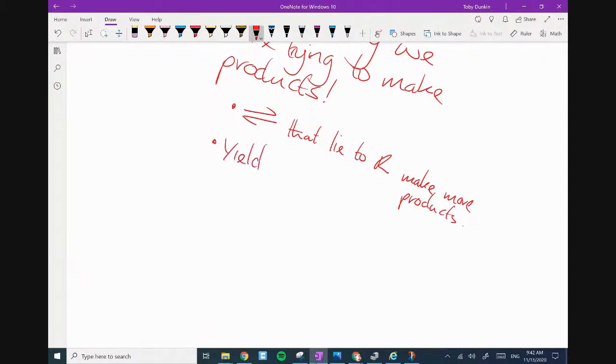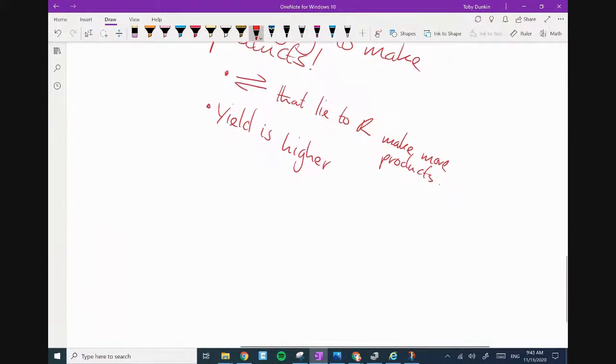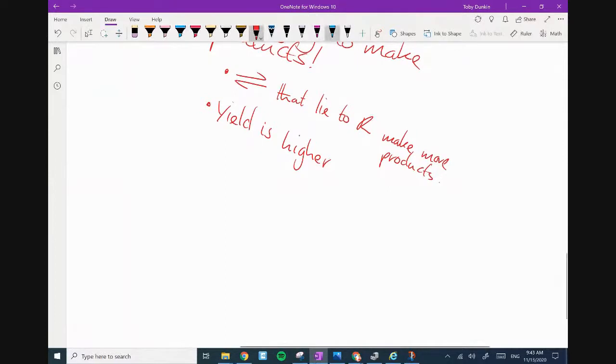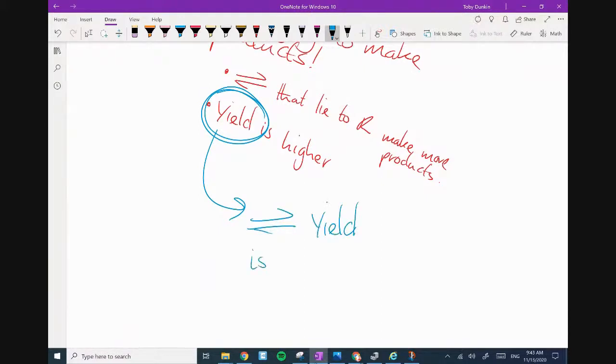Yield is higher. So now, picking up my learning objective again, it's this word yield. I need to make sure that this is really clear. Yield. Equilibrium yield is the amount of product, the amount of product made.